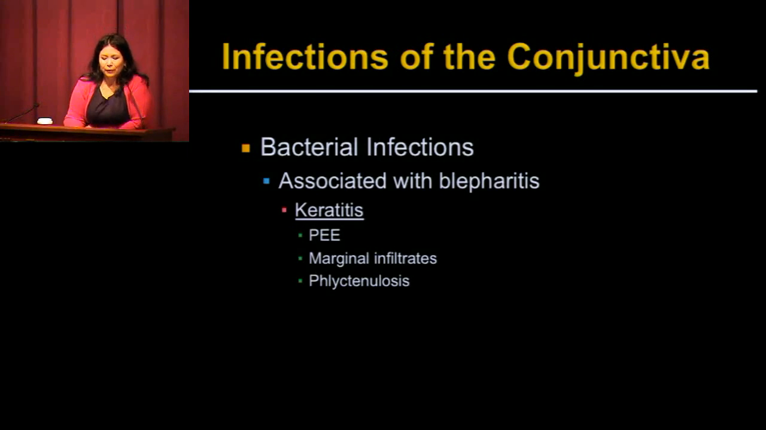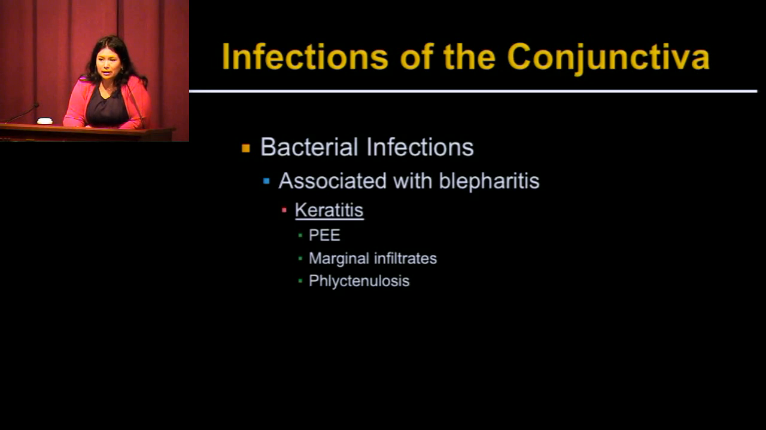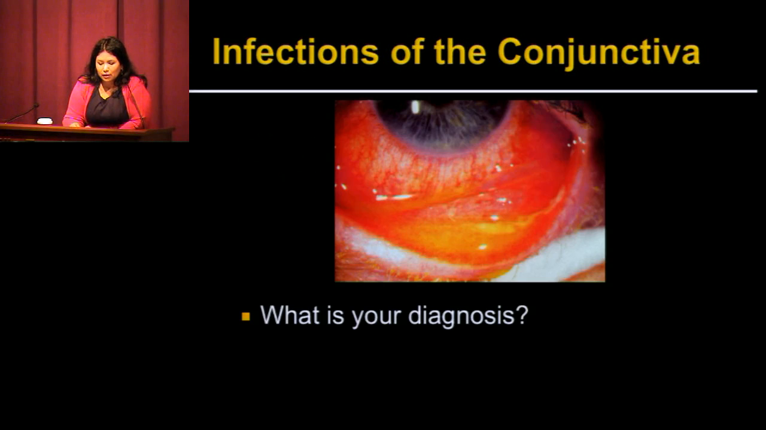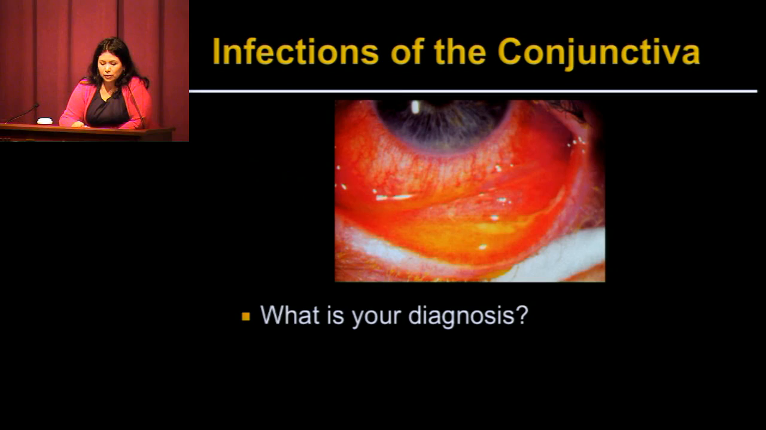So what else can you get with blepharitis? So keratitis as well, and that's going to be, again, you're going to have lid margin disease along with punctate epithelial erosions, marginal infiltrates, and phlyctenulosis. All right, so that's it for the blepharitis, and I'm going to sort of go through these pretty quickly with you guys, and we're moving on to infections of the conjunctiva now.